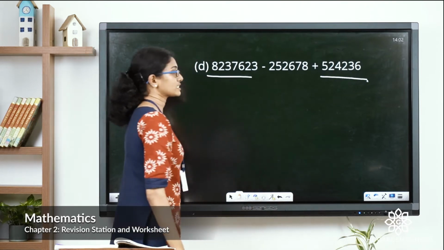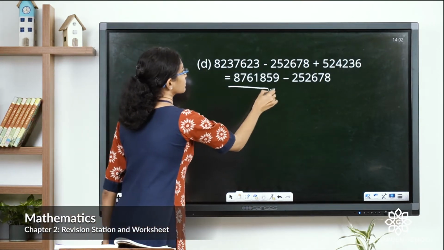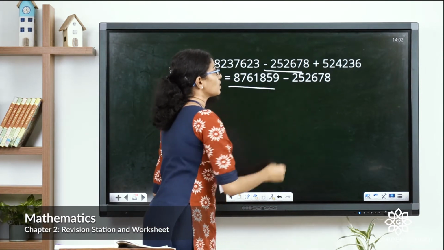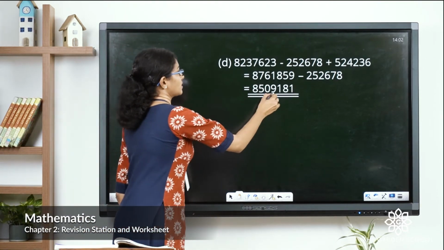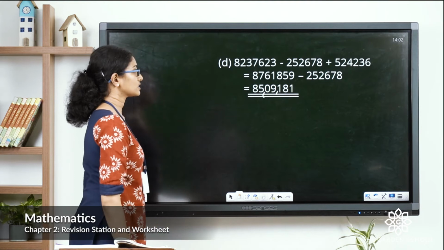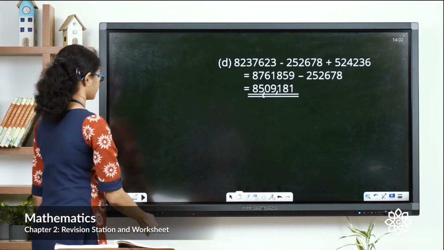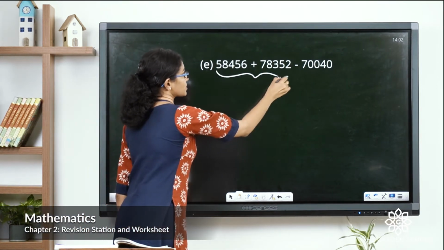Here, which are the addends? These two are the addends here. Adding them will give you the sum, this one, minus the subtrahend. So, after the subtraction, you'll get the answer 85,09,181. Now, question E. Here the addends are these two.